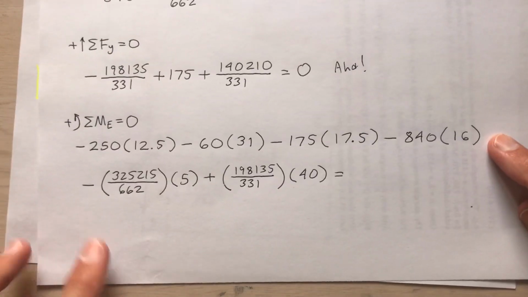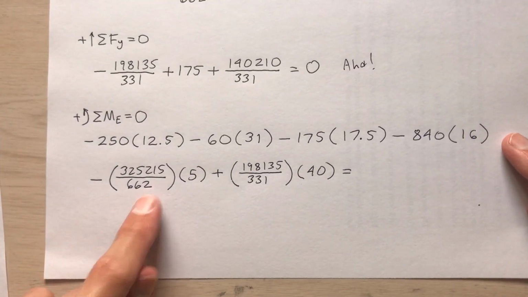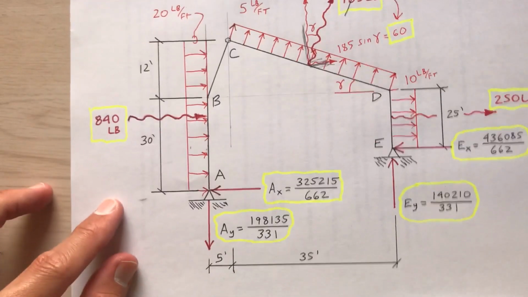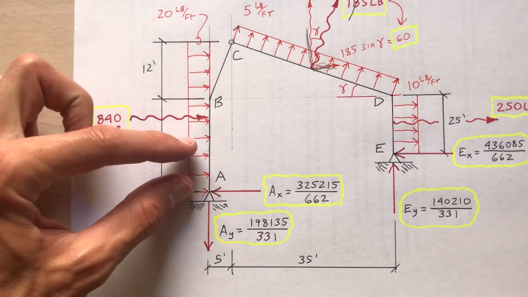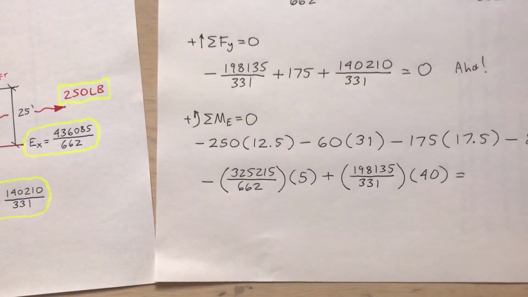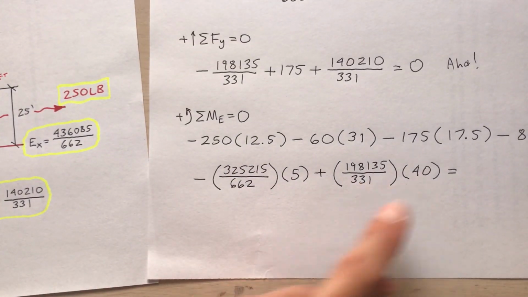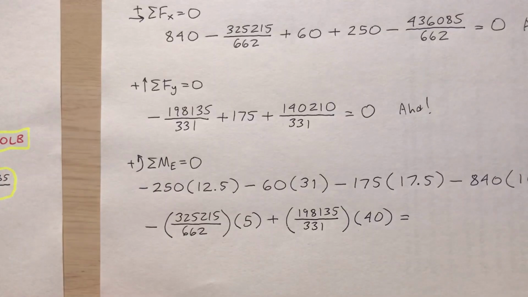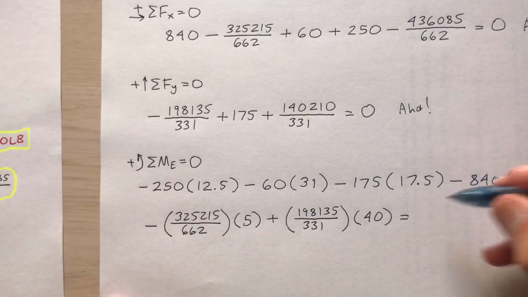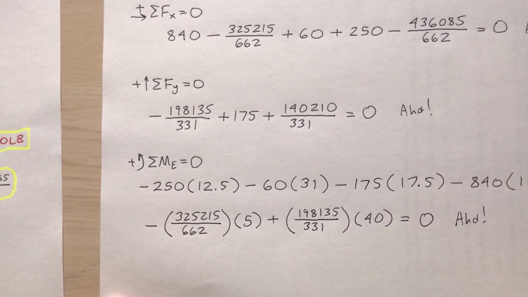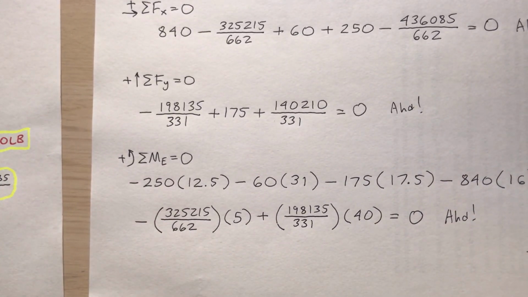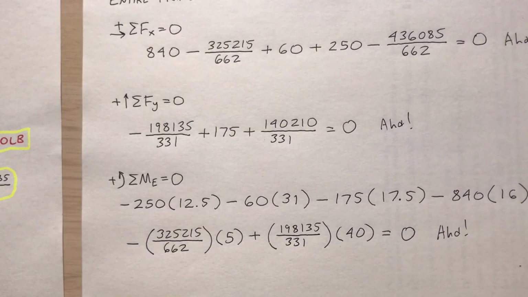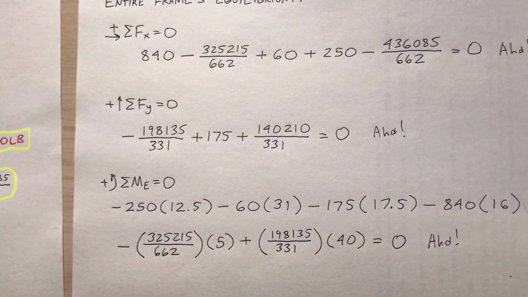840 times 16 minus, what is this right here? That's A sub x times 5. A sub x right here, moment arm 5. Plus A sub y times 40. A sub y, 40. Put this in a calculator, and what do you get? You do get 0. So I've verified the equilibrium of the entire frame. A very long problem, but pretty easy if you take it a little piece at a time.